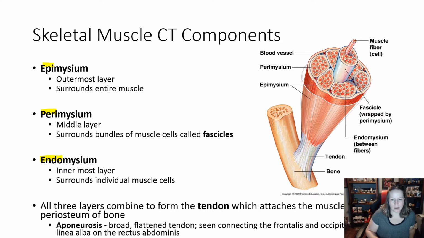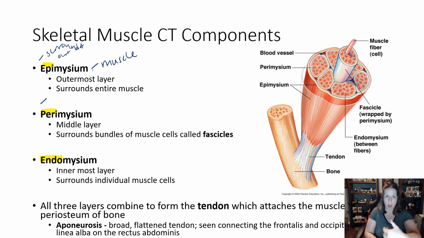So when we look at these names, we can kind of think of our root words. Mysium, that's referring to the muscle. Epi is sort of outside of or surrounding. And that's the outer layer of our muscle. Peri sounds like perimeter. So this is going to be sort of around a bundle of muscle cells. Okay, so this would be like surrounding on the outside. This would be sort of just around a grouping. And endo means within. So that's going to be our innermost layer.